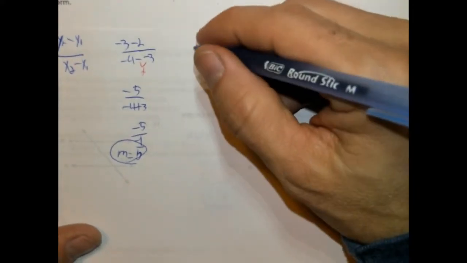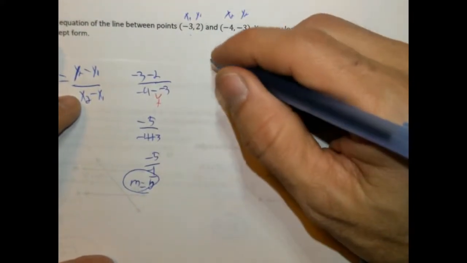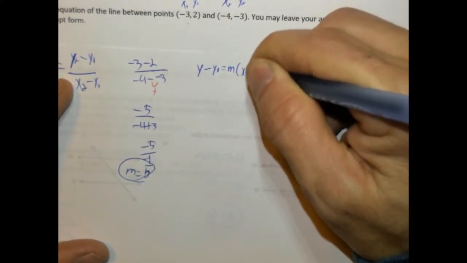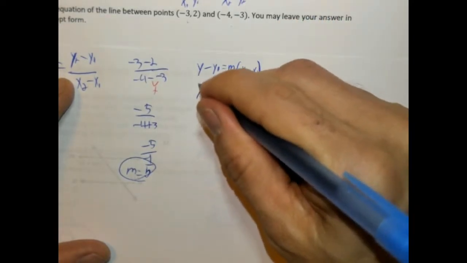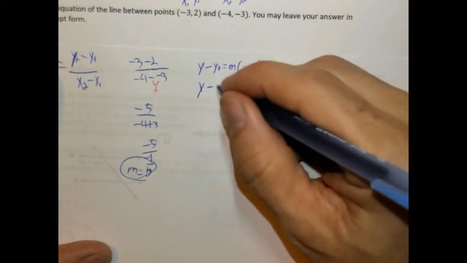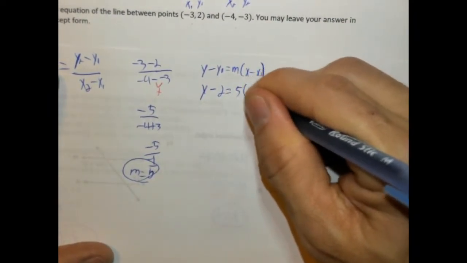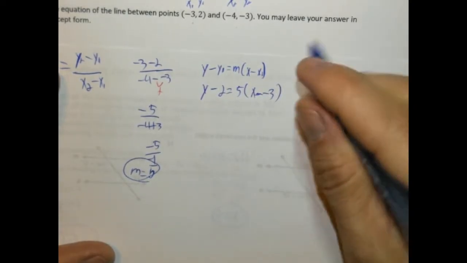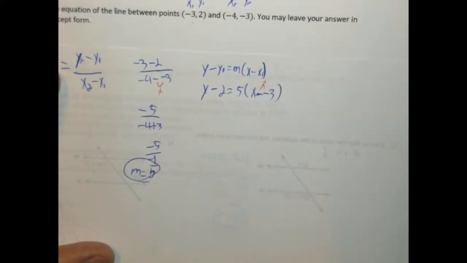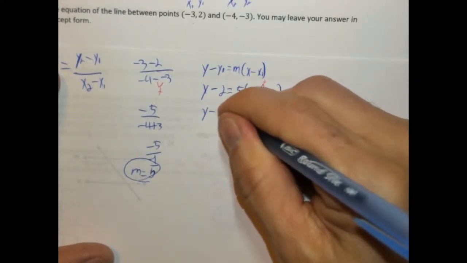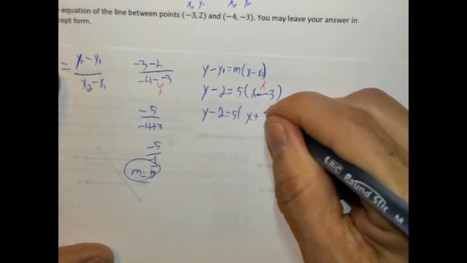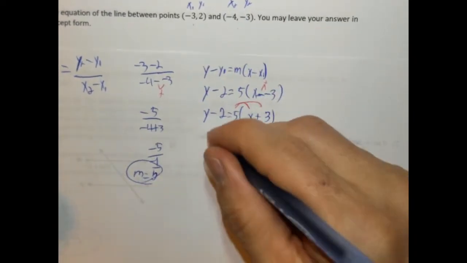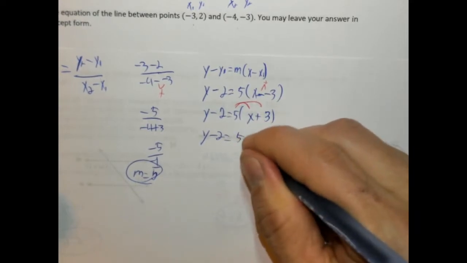So we're going to use the point-slope form because we have one of the points and the slope. So y minus y1 equals m parentheses x minus x1. So y minus, our y1 is 2, equals m, which is 5 over here, and then x minus x1, which is negative 3. So x minus negative 3. And again, that's going to become plus 3. So let's rewrite that. Y minus 2 equals 5 times x plus 3. And we're going to distribute that 5. So y minus 2 equals 5x plus 15.